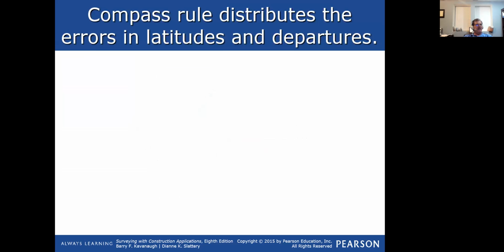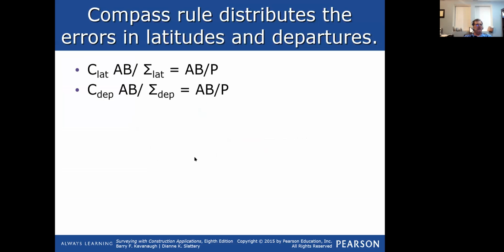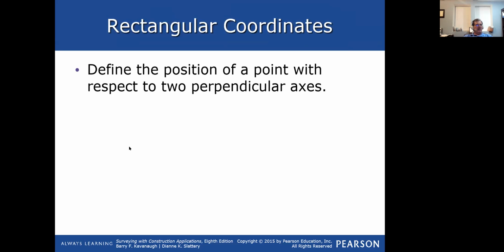See if it gets us here. The compass rule is, again, something that most surveyors would be familiar with and would make reference to. It takes and distributes the errors in the latitudes and departures based upon the length of the line, not anything to do with the angles, but the length of the line that was measured. The latitudes and departures are distributed proportionately to that line that's measured.